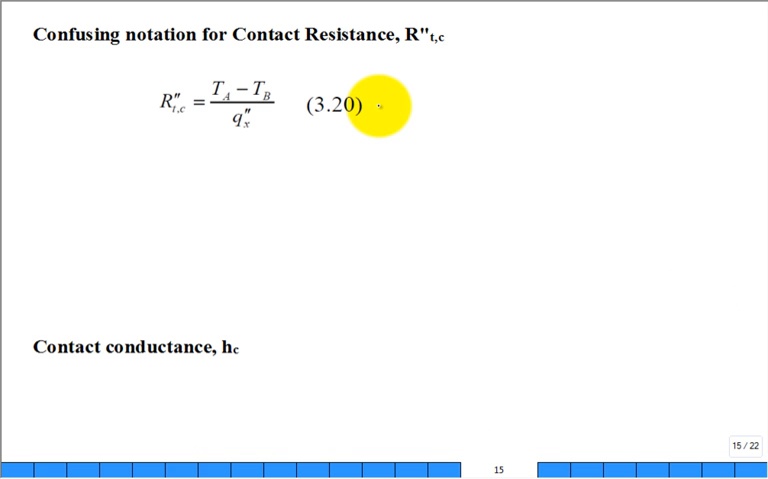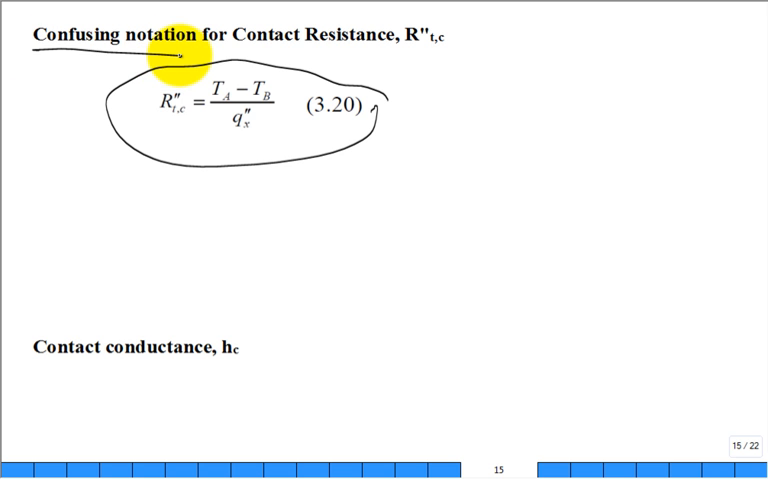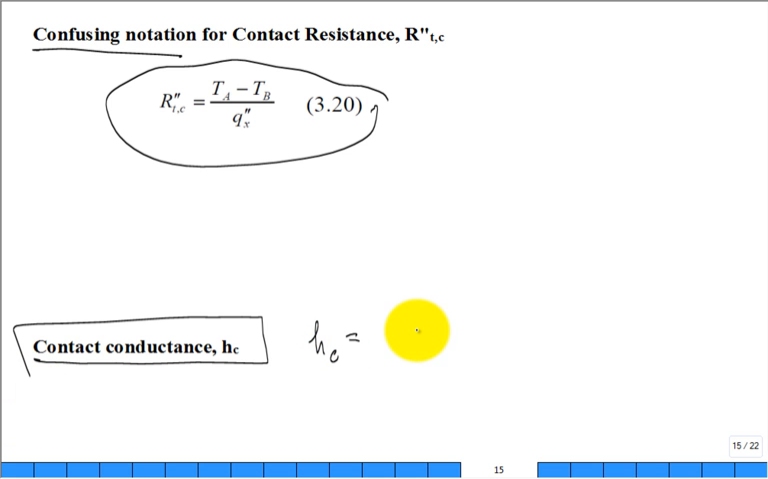So this is the equation. It's confusing notation, but it's out there, not just in this heat transfer textbook, but in a lot of heat transfer literature. I prefer to talk about a contact conductance. A lot of other textbooks talk about a contact conductance. And that contact conductance, h_c, would have units of watts per meter squared degree C.